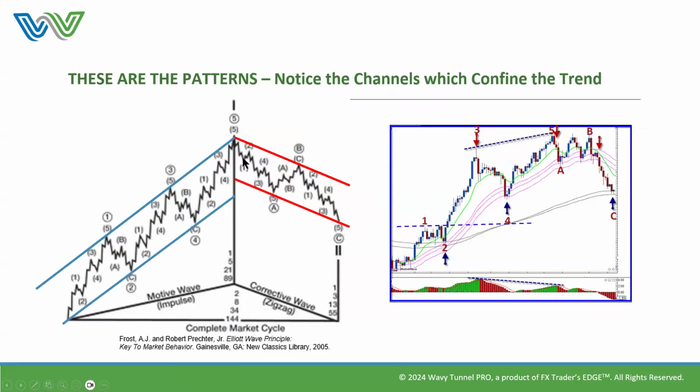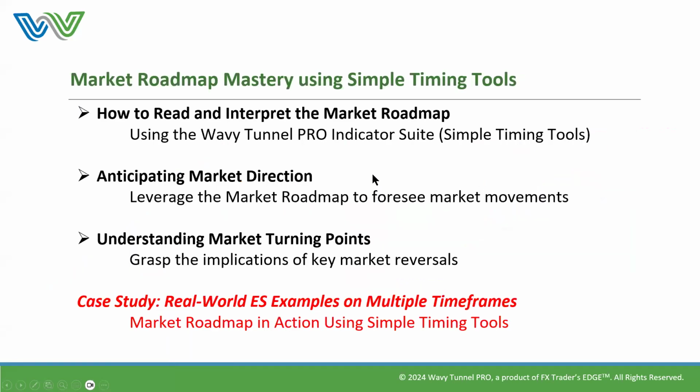So again, just look at the roadmap on the left and compare it to the Wavy Tunnel Pro roadmap on the right. These are patterns. Notice the channels which confine the trend. So that's another thing that you can do. You can draw channel lines around the uptrend and the correction. Very, very important. So that is how to read and interpret the market map using the Wavy Tunnel Pro indicator suite.